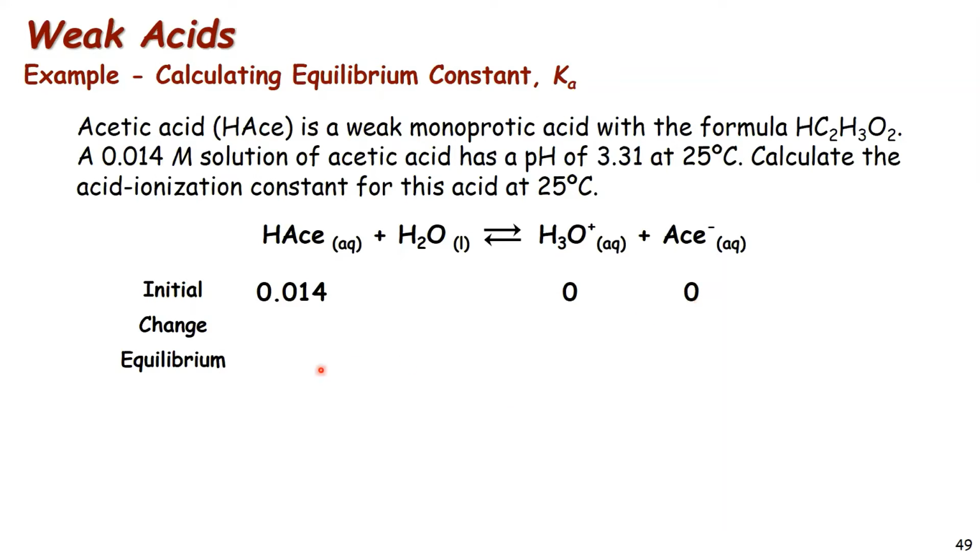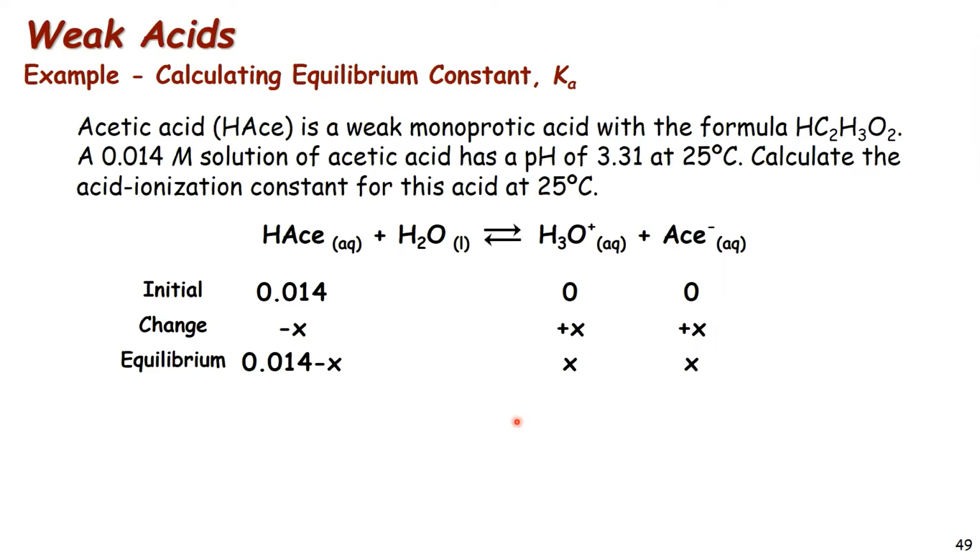And just like we did in chapter 15, we're going to always treat the reaction like it's moving in the forward direction from reactants to products, from left to right. And so we're always going to lose our reactants and gain our products. So we're going to use the coefficients again. In this case, for our acids, they're always going to be 1s. So we're going to lose 1 acetic acid, so minus X. We're going to gain 1 hydronium ion and 1 acetate ion. And at equilibrium, like we always do, we simply add the initial and the change. So this is going to be 0.014 minus X. 0 plus X is X, and 0 plus X is X.